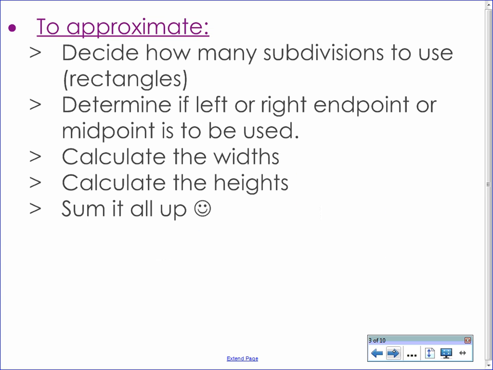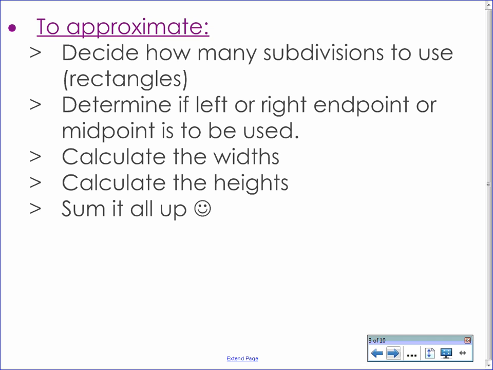So if I ask you for the area, you'll either have to decide or I will give you how many rectangles I want you to use. Okay? You will either have to determine or I will tell you to use left, right, or middle endpoints. When I say determine, we'll talk about over approximating and under approximating. If I ask for an overestimate, you'll have to decide between right and left, depending on what the curve looks like. Okay? You're going to calculate the widths.